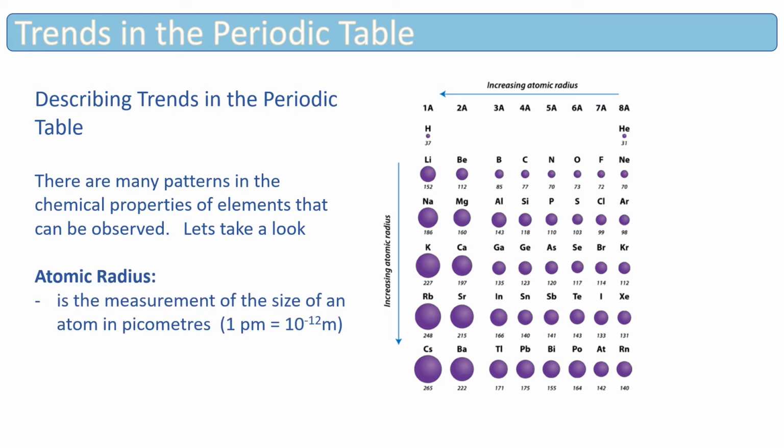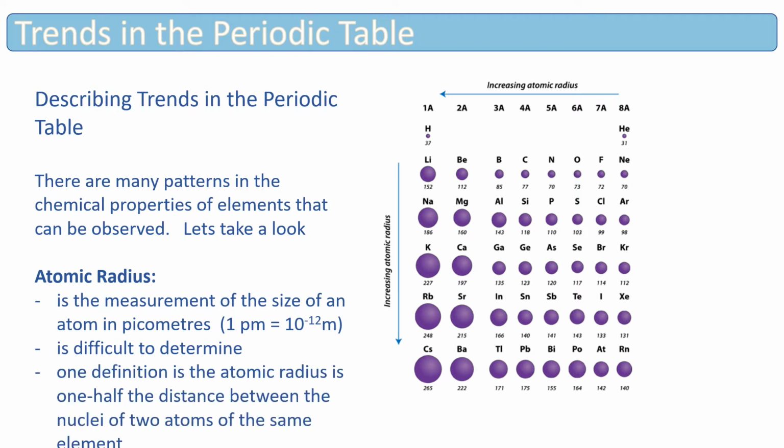Atomic radius. The atomic radius is the measurement of the size of an atom in picometers. 1 picometer is 10 to the negative 12 meters. It's very difficult to determine. So one definition that is used is the atomic radius is 1/2 the distance between the nuclei of two atoms of the same element.